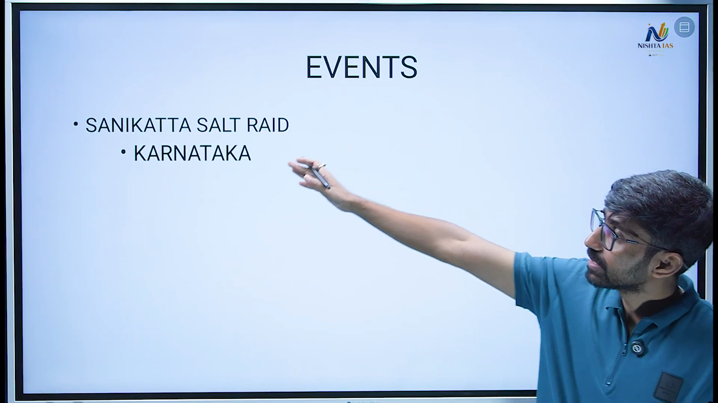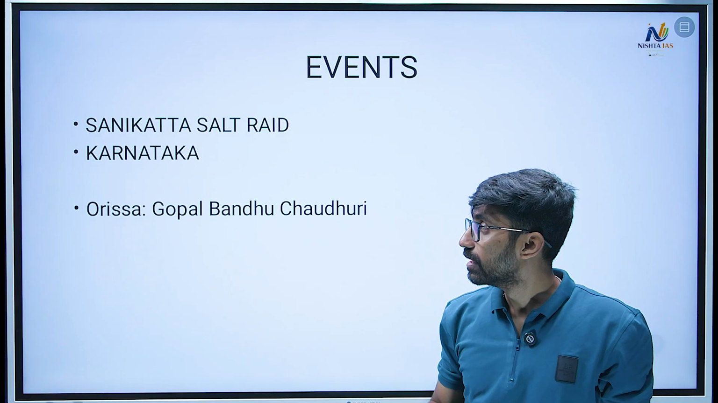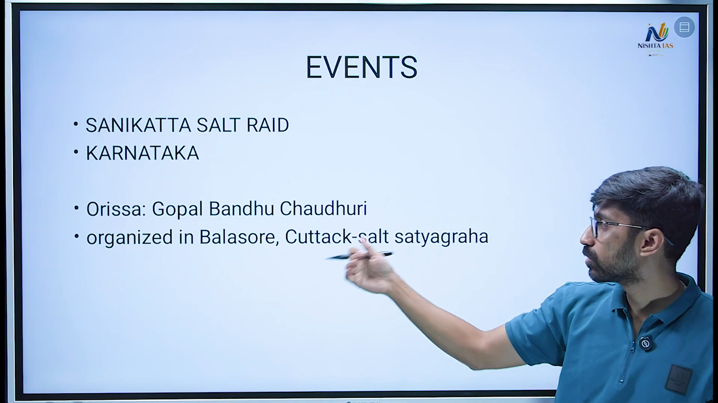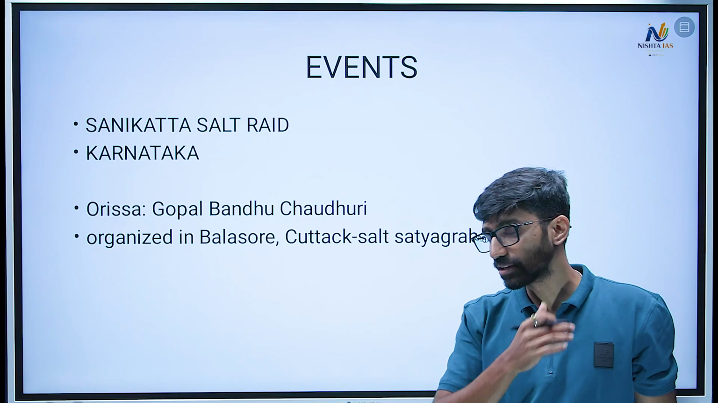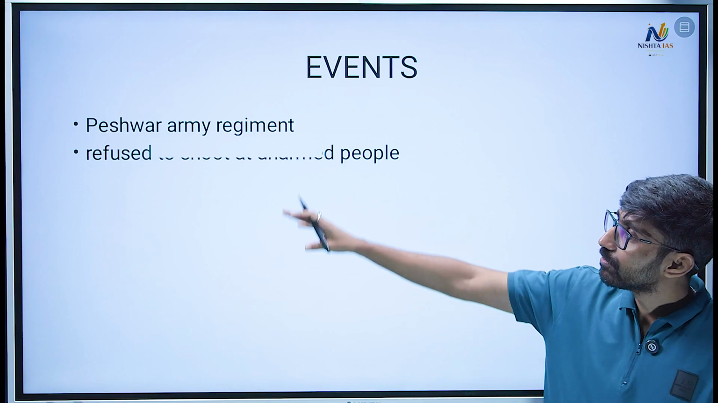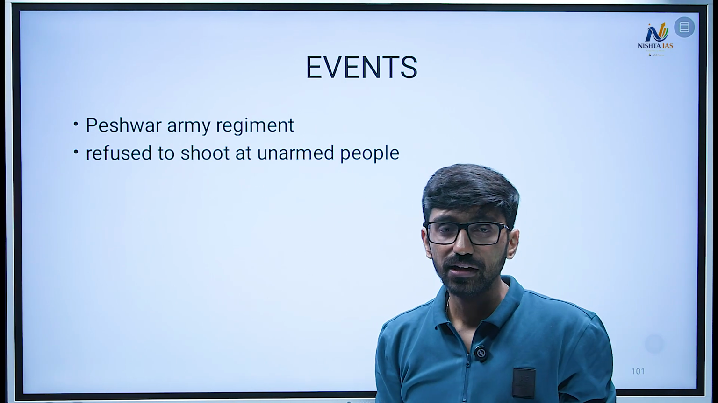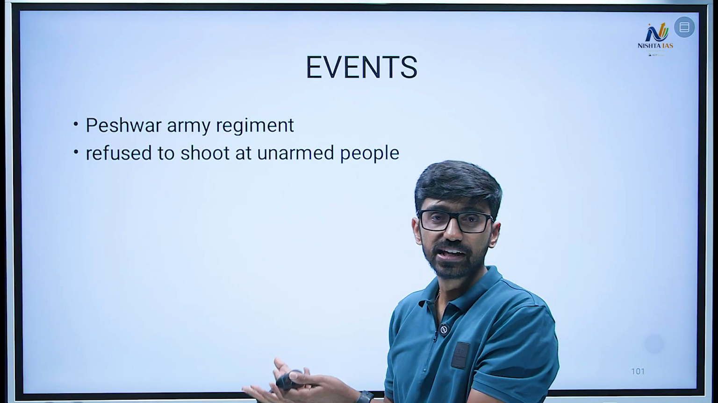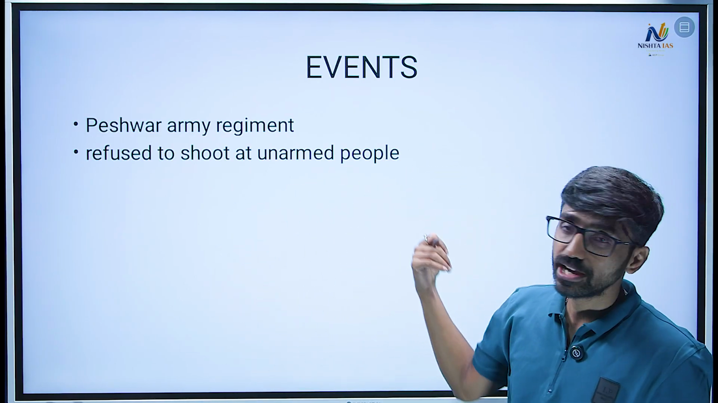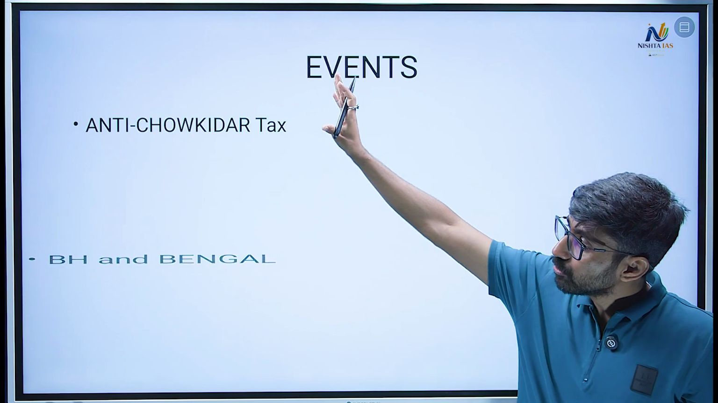Okay, then Sanikatta salt raid in Karnataka, on the same lines as the Dharasana salt raid. Then again in Odisha, Gopalabandhu Chowdhury organized the salt satyagraha in Balasore, Cuttack, by making salt out of sea. Then again, the Peshawar Army Regiment refused to shoot. Now the army is also against the British orders. The army is the one who took the decision in Jallianwala Bagh to shoot the people, but now the army is refusing to shoot against non-violent protesters. That is the Peshawar Army.